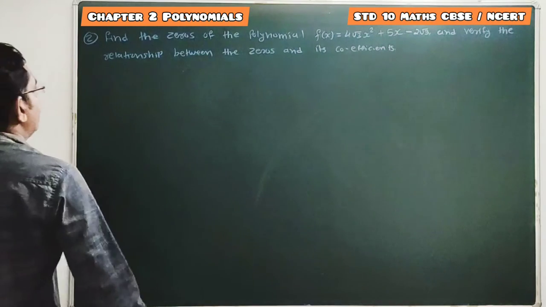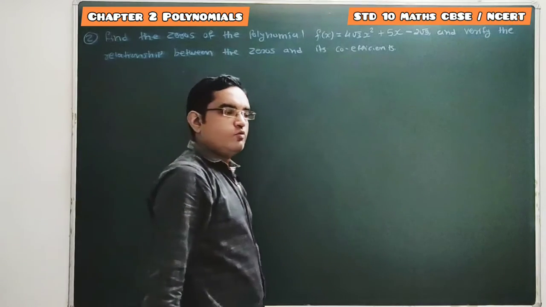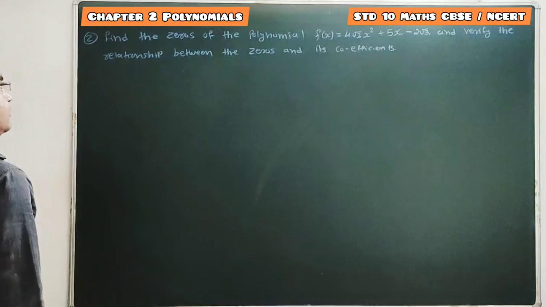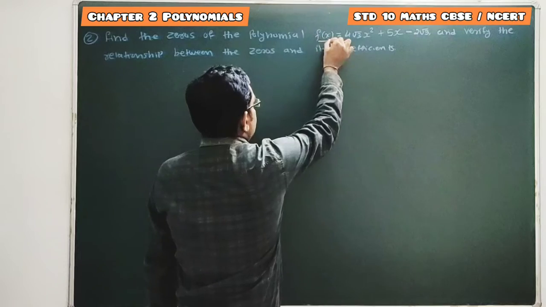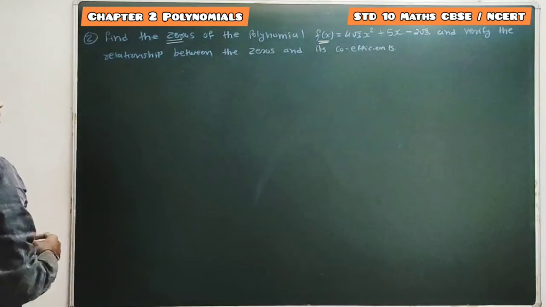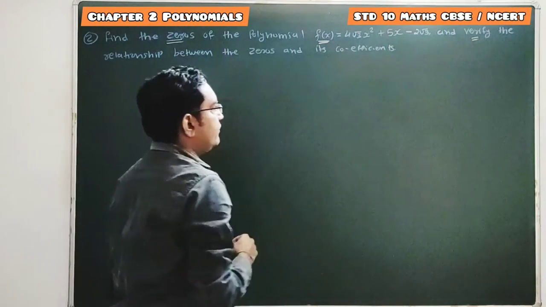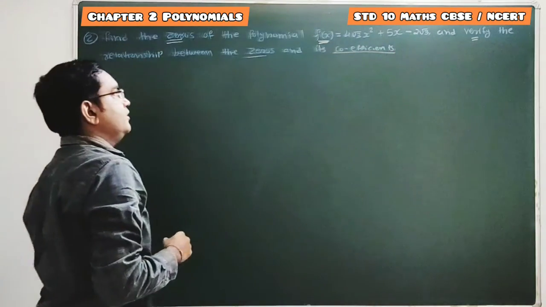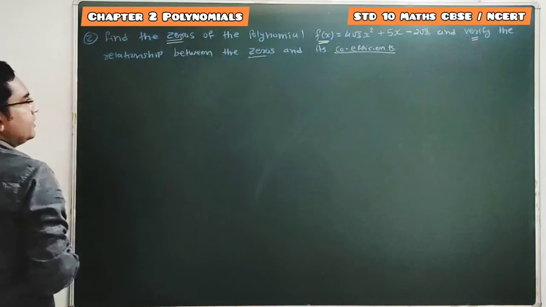Okay students, now question number 2. Done. Here we have to verify the relationship between zeros of a polynomial and its coefficients. So for this question number 2, the given polynomial is f of x. The question is to find the zeros of this polynomial, and in the second part we have to verify the relationship between zeros and its coefficients. Done. So let's try to solve the first part of this question. We have to find the zeros.